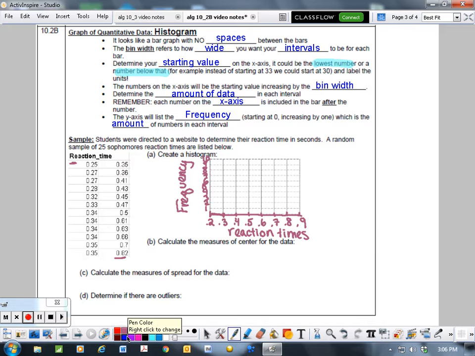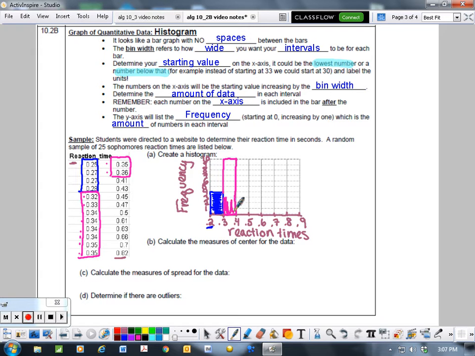So anything from 0.2 up to 0.3, but it cannot include 0.3. So 0.3 occurs right here. So we've got 4 numbers in there. So we would go up 1, 2, 3, 4. There are 4 numbers in this interval. So now I'm going to pick another color, and I'm going to go from 0.3 to 0.4. So 0.3 to 0.4. And so it looks like I have 1, 2, 3, 4, 5, 6, 7, 8, 9, 10. 10 numbers in that interval.